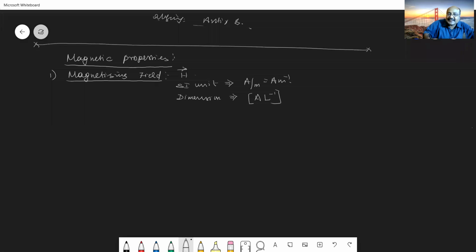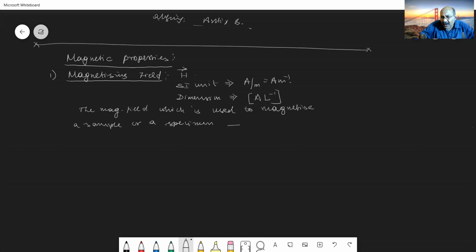The applied magnetic field to get this specimen or sample magnetized is called the magnetizing field. Hope you have understood. So what is meant by the magnetizing field? The magnetizing field is nothing but a magnetic field which is used to magnetize a sample or a specimen, which is called the magnetizing field.